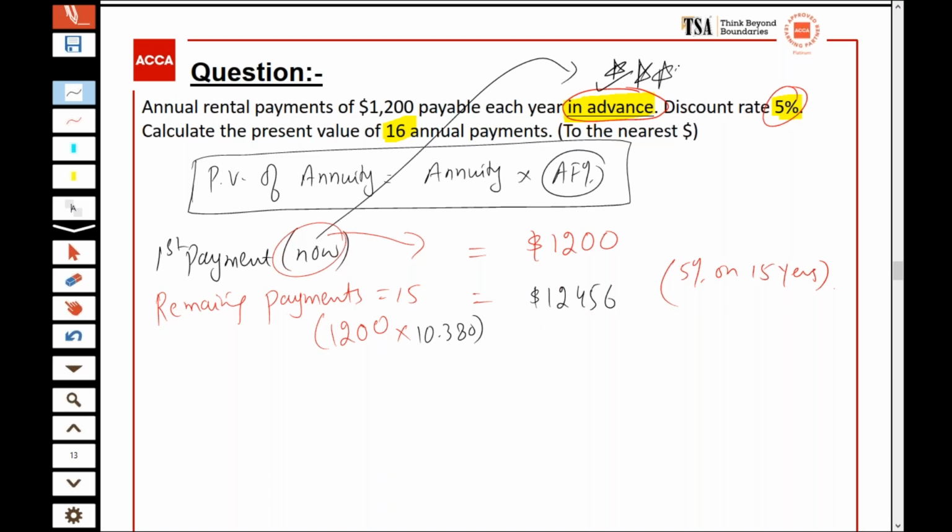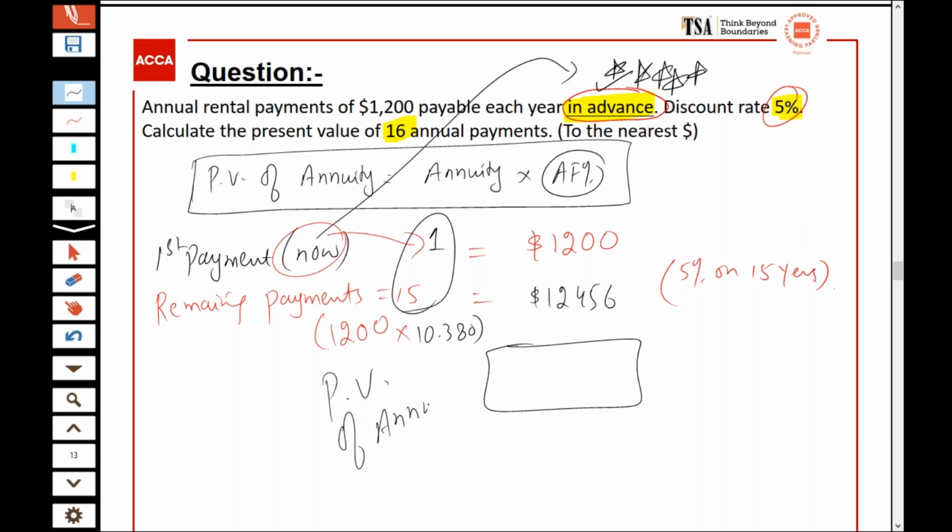So do not try to adjust the formula of the discount factor, that whenever it is written in advance form, just add one. Just be simple and natural. First payment you have to make now in advance, and the remaining are the 15 payments. So this is 1 and this is 15. Collectively it would become the 16 payments. So that will be the total present value of annuity, $13,656. This is the present value of annuity when the cash flows are to be paid in advance.